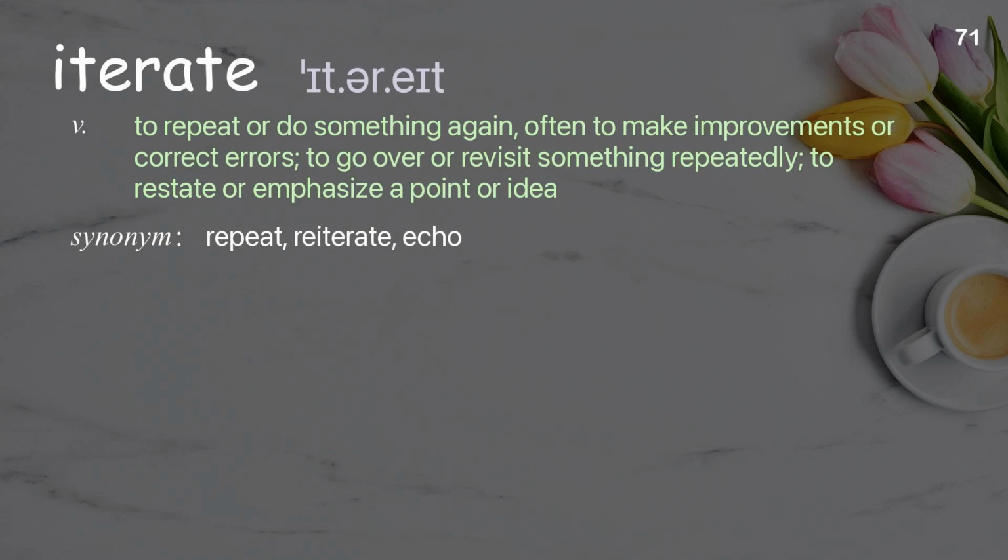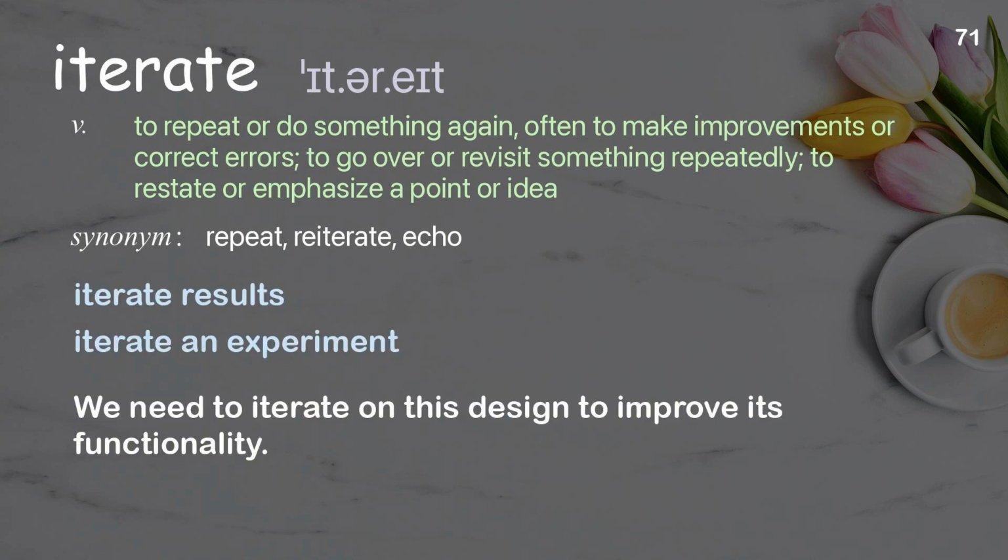Iterate. To repeat or do something again, often to make improvements or correct errors, to go over or revisit something repeatedly, to restate or emphasize a point or idea. Examples: Iterate results. Iterate an experiment. We need to iterate on this design to improve its functionality.